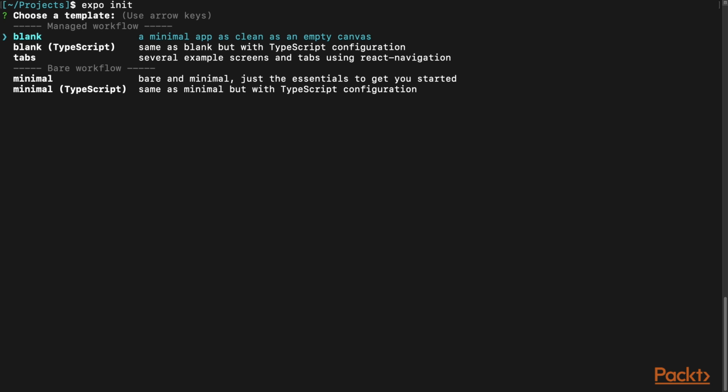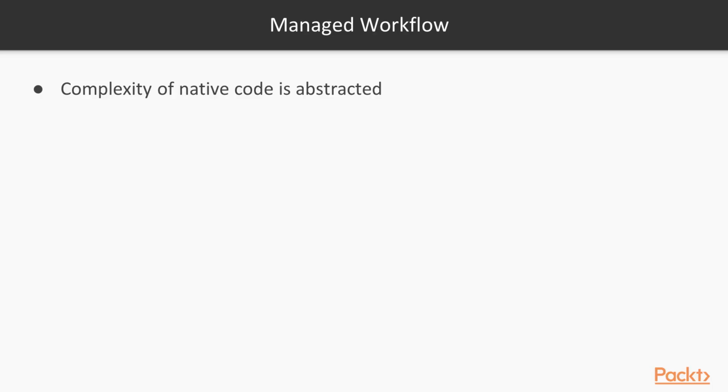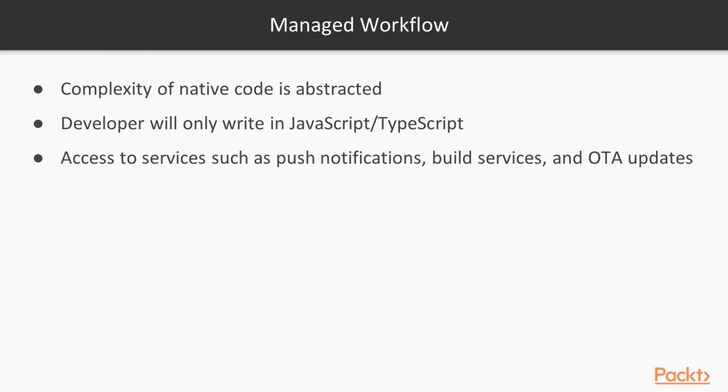Let's pause here for a moment and review what kind of app each of these generate. With the managed workflow, the complexity of native code is abstracted. While building this app, you will not have access to the native code, and all the code will be written in JavaScript or TypeScript based on the selection of template you use to generate your app. When using this workflow, the Expo documentation states, Expo tries to manage as much of the complexity of building apps for you as possible. They do this by providing services for push notifications, the build service, and over-the-air updates.